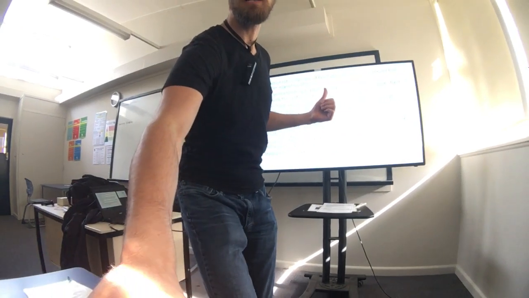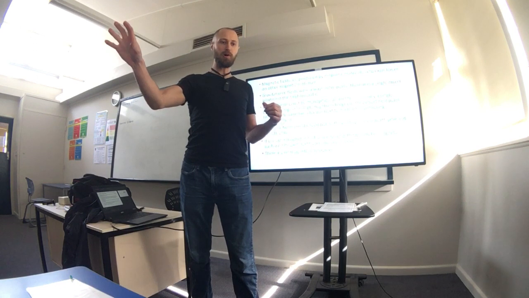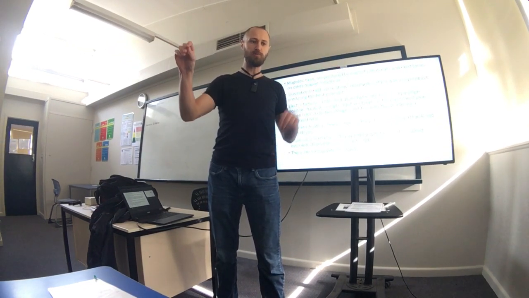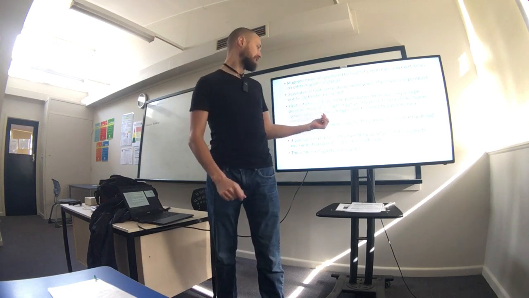Magnetic fields we're going to look at today are always going to be dipoles. You're always going to have a north pole and a south pole for your magnetic field. You can't just have a north pole or a south pole on its own. So we call a magnetic field a dipole because they've got two poles.